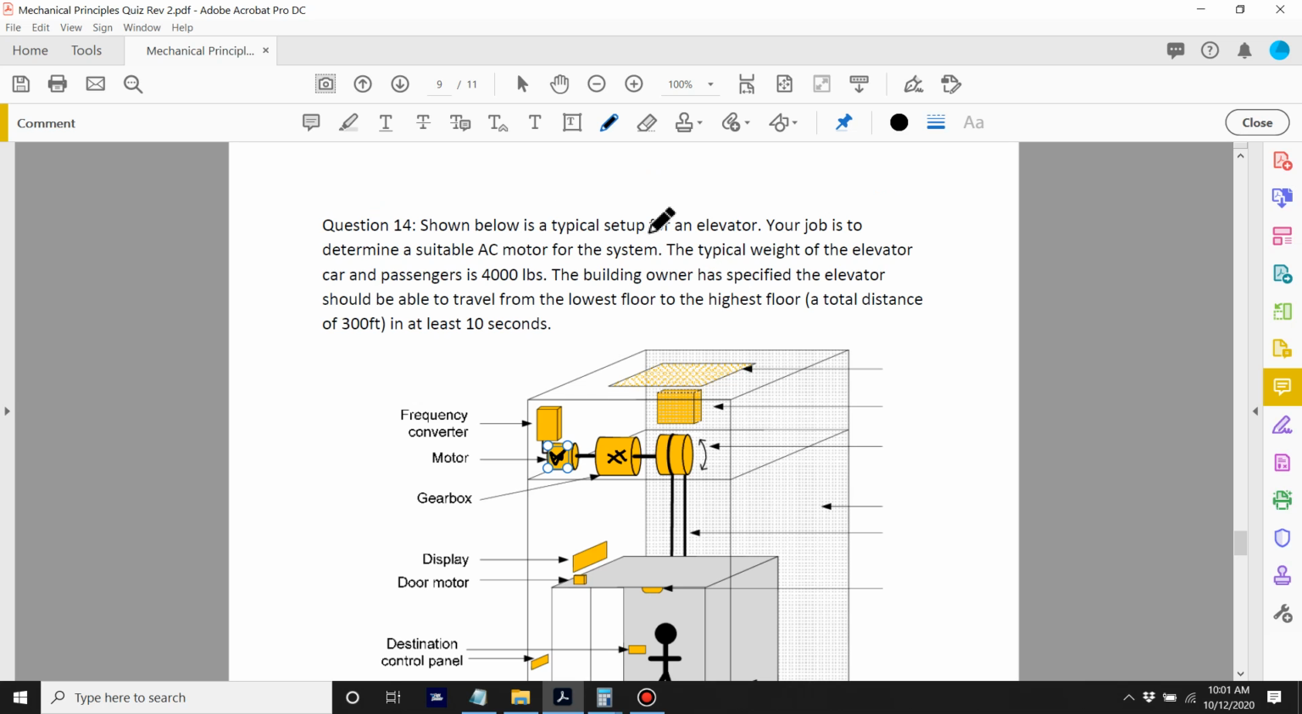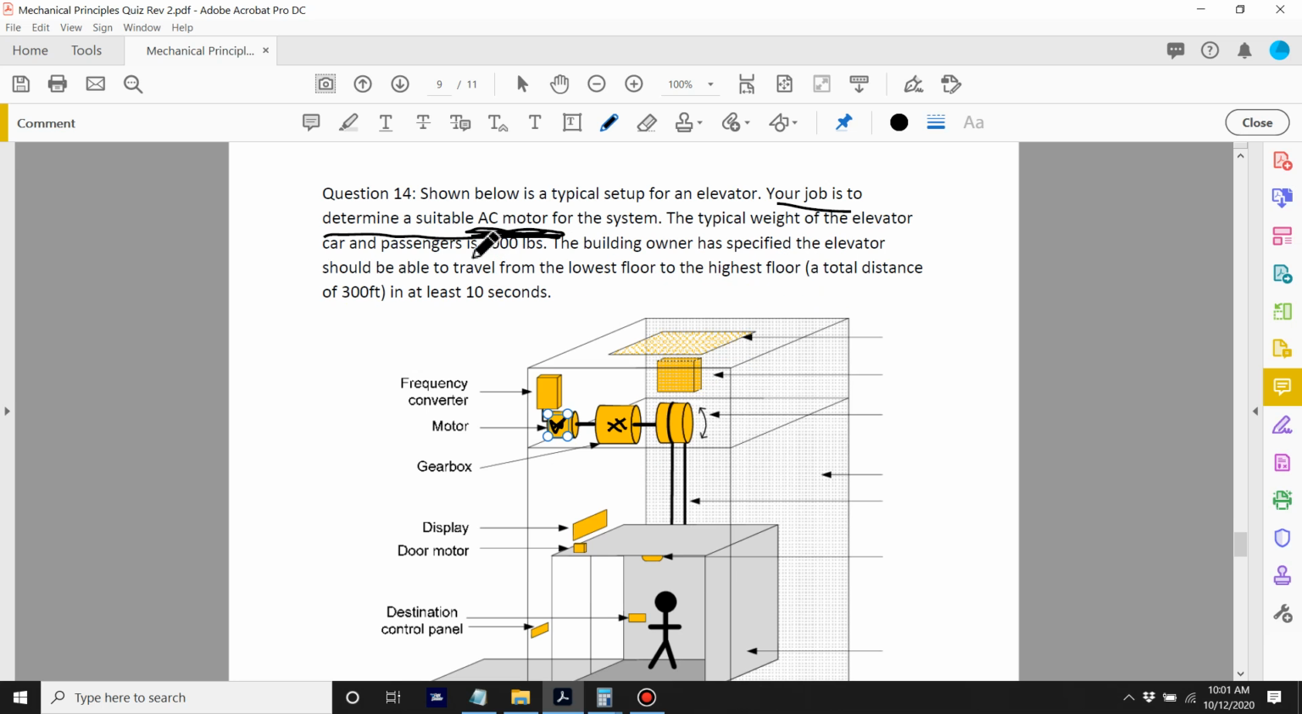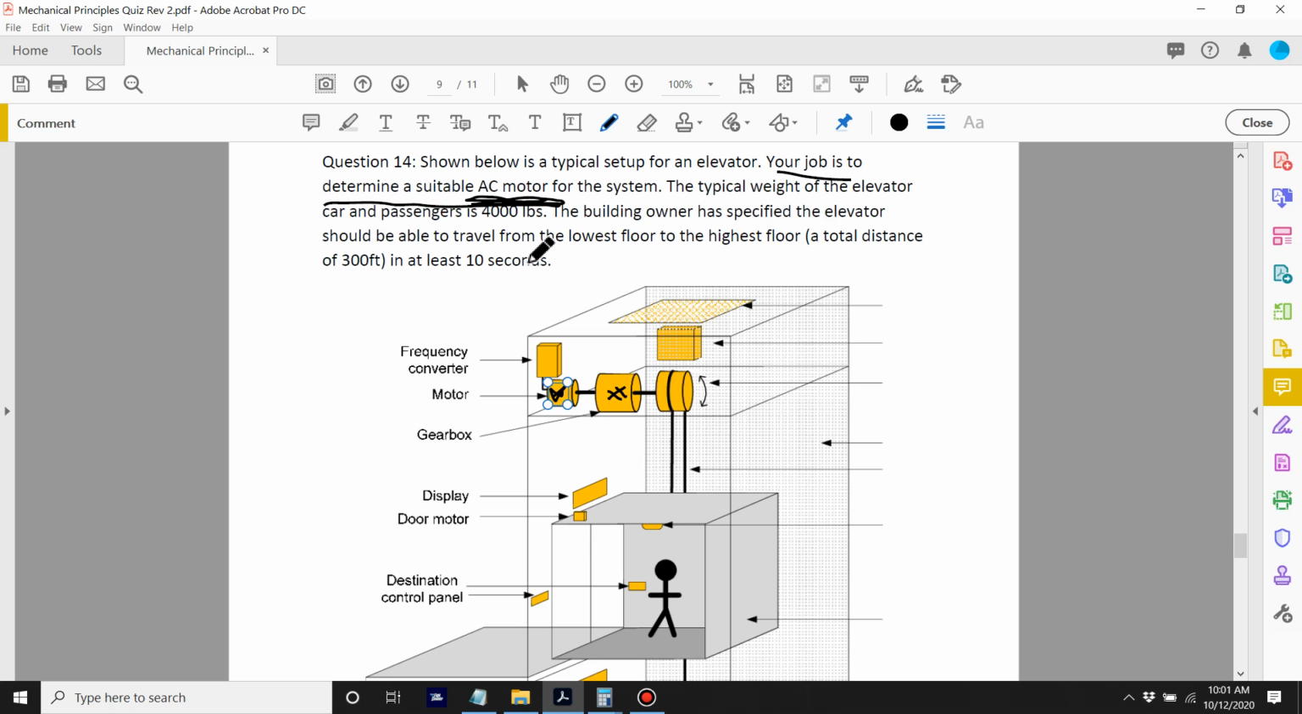Shown below is a typical setup for an elevator. Your job is to determine a suitable AC motor for the system. The typical weight of the elevator, car and passengers is 4,000 pounds. The building owner has specified the elevator should be able to travel from the lowest floor to the highest floor, a total distance of 300 feet, in at least 10 seconds.